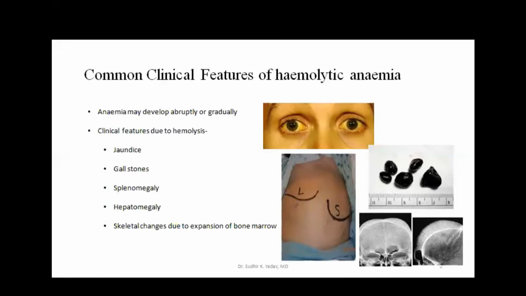Hemolysis occurs in designated places. Hemolysis occurs in the reticuloendothelial system and mostly in the spleen. That is why the spleen is known as the graveyard of RBC. If the function of the spleen is increased, if the load over the spleen is increased, the spleen will increase in size and lead to splenomegaly. But it is not true for every hemolytic anemia.